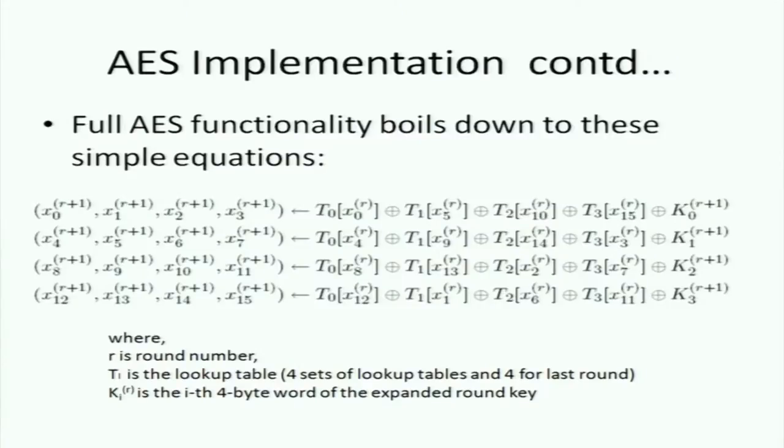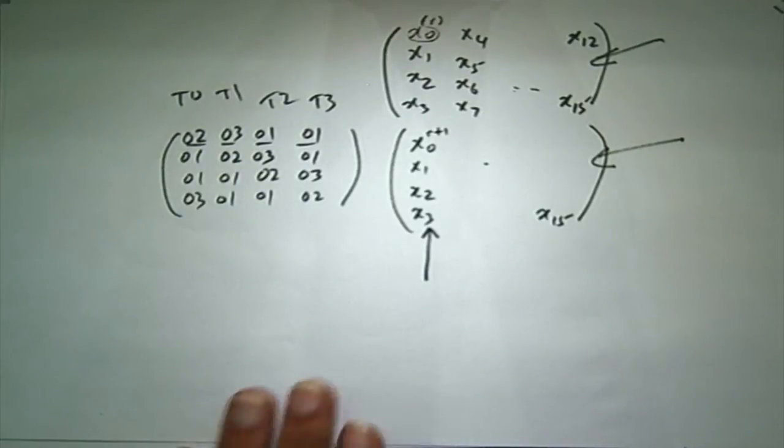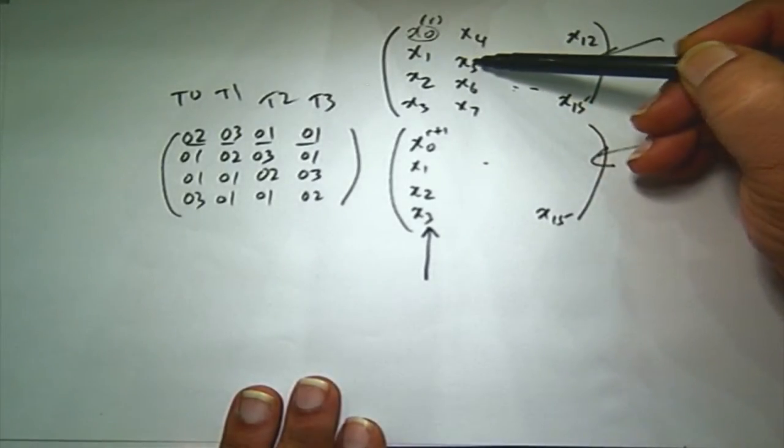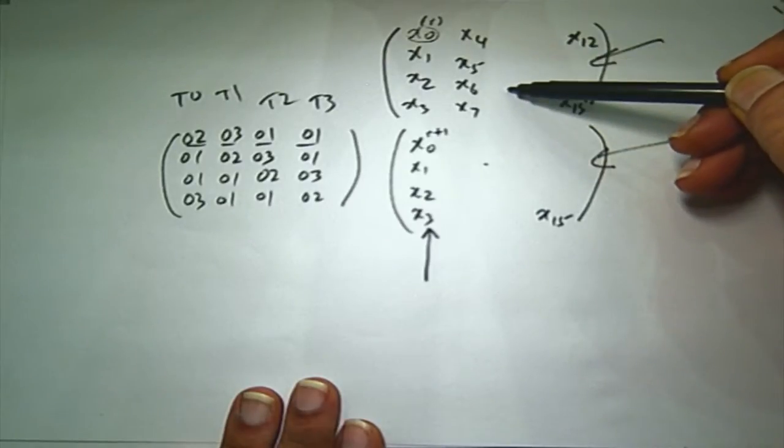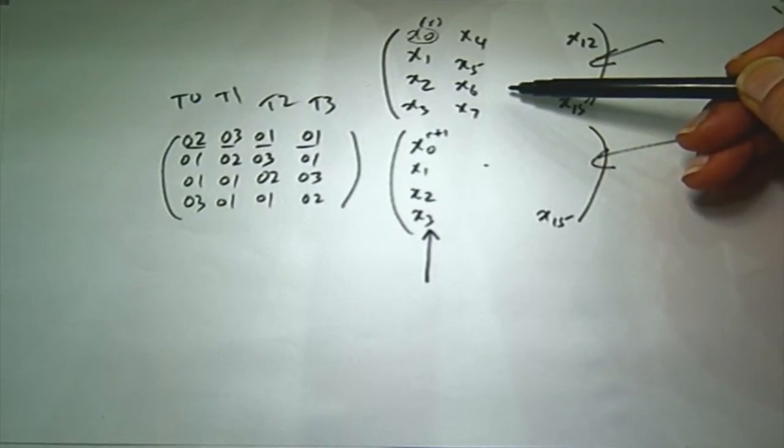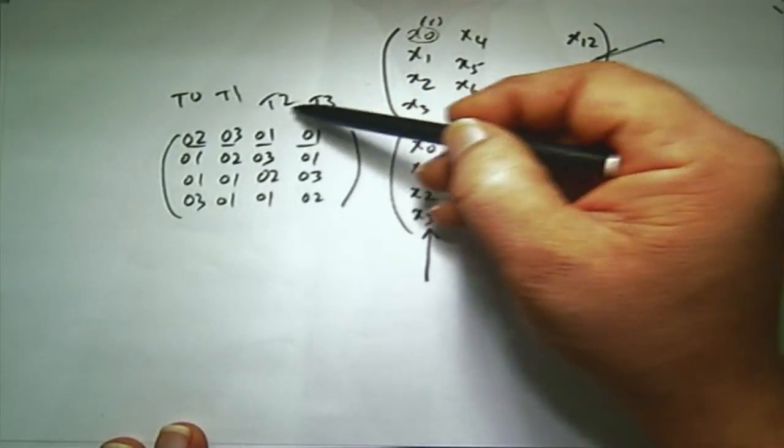So notice T0, X0R. This is standard notation for representing an array access. Array T0, and I'm looking at the X0th entry. Then notice I'm not looking at X4, I'm looking at X5. Why X5 and not X4? Because of the shift. What should I look at after that? X10. Just check everything up. So I will take this, then I'll take X5, then I'll take this guy, X10. X6, X7, X8, X9, X10, and so on. And those are indices into these different tables, T0, T1, T2, and T3 in turn.